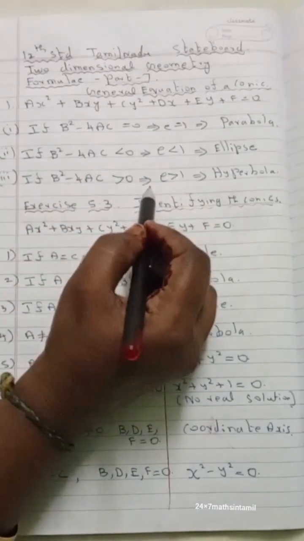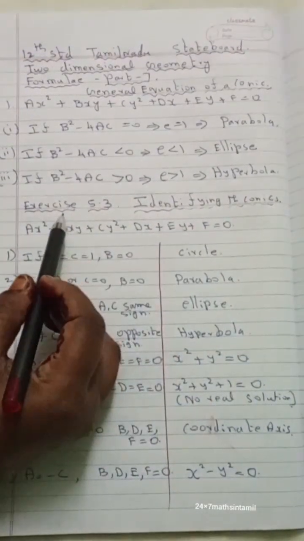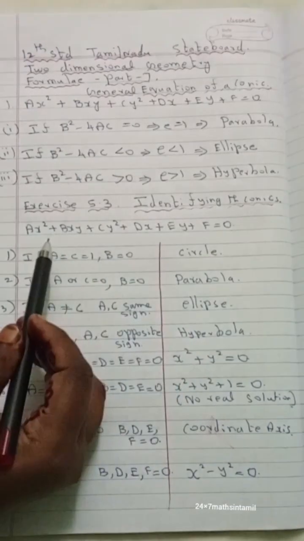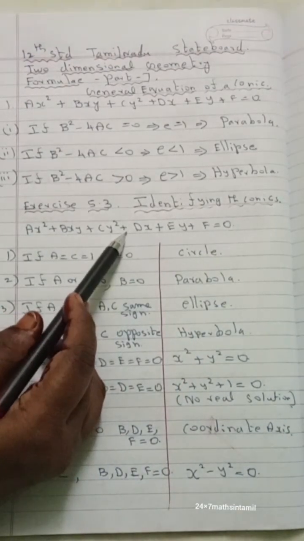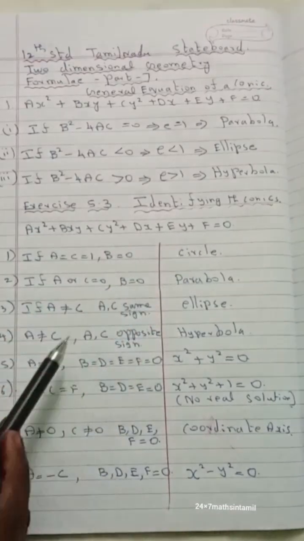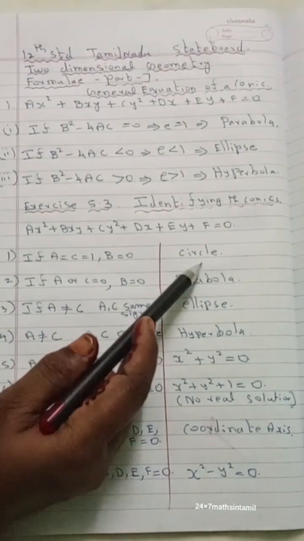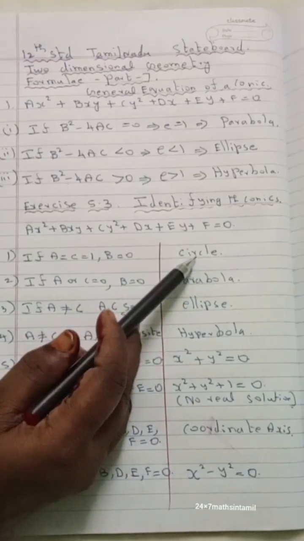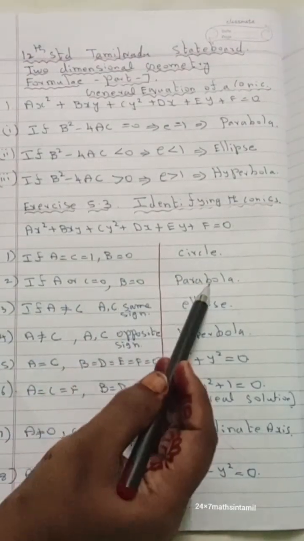c greater than 0 implies c greater than 1, that implies hyperbola. Exercise 5.3, identifying the conic. Ax squared plus bxy plus cy squared plus dx plus ey plus f equal to 0. If a equal to c equal to 1, b equal to 0, the conic is a circle. If a or c equal to 0 and b equal to 0, parabola.